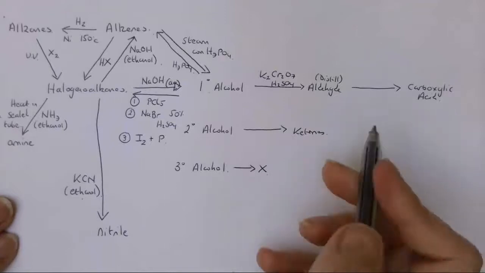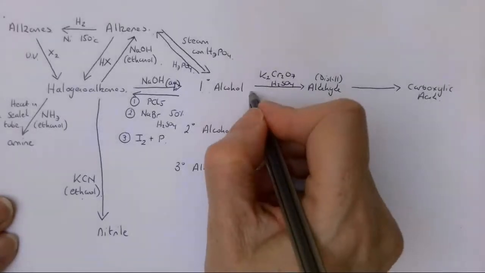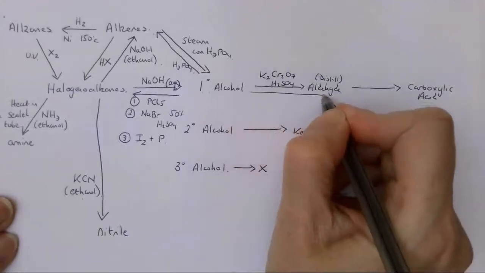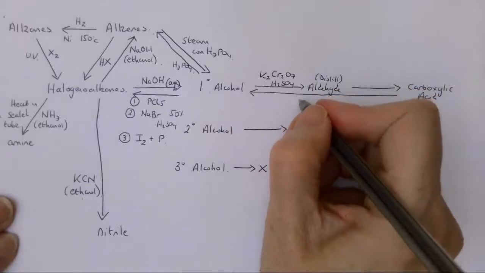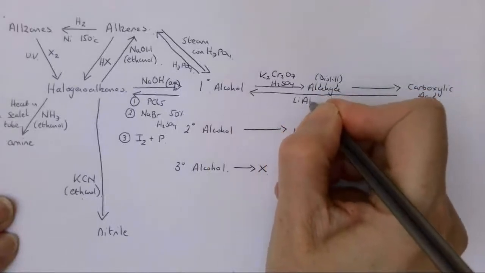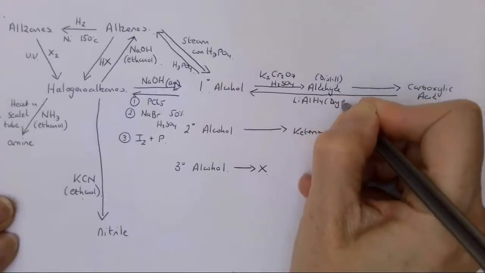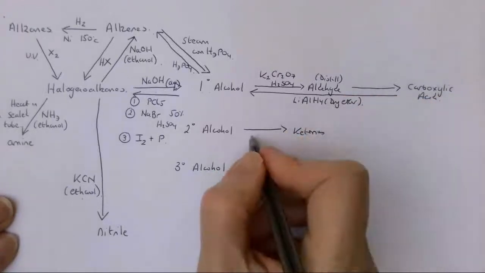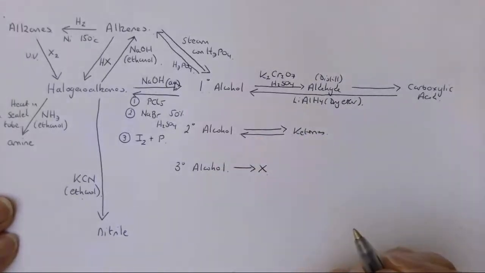Okay. The other thing I can do is go backwards, because if it's oxidation going forwards, it's reduction going backwards. So I can reduce my carboxylic acid using lithium aluminium hydride, LiAlH4, in dry ether. I can also reduce the ketone to the secondary alcohol using exactly the same reagents.